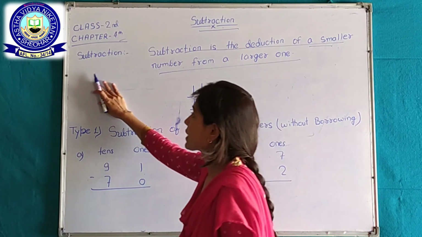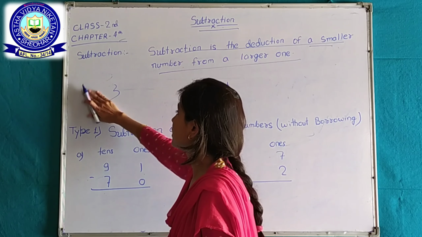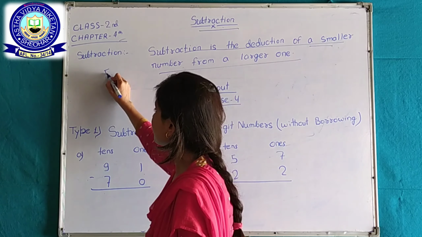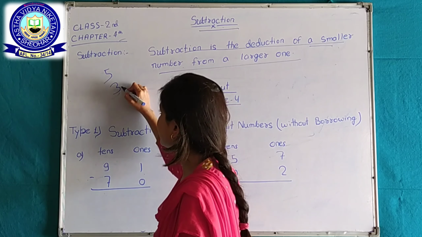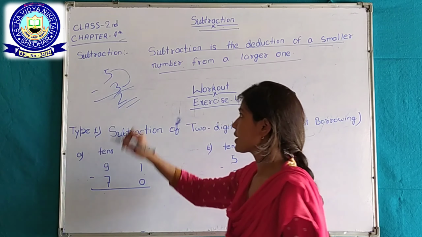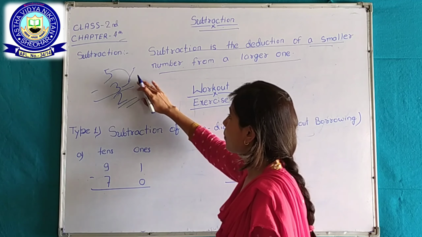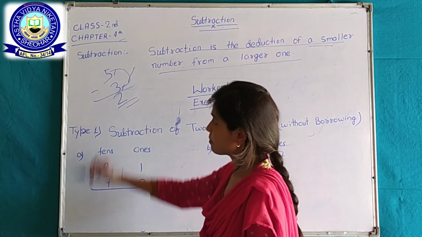Means subtraction में हम ज्यादा संख्या में से क्या करते हैं, कम को घटाते हैं. And here is 5 and here is 3. You have to subtract 3 from 5. We get 2. This is our answer. So with the help of subtraction, we have to deduct a smaller number from a larger number.